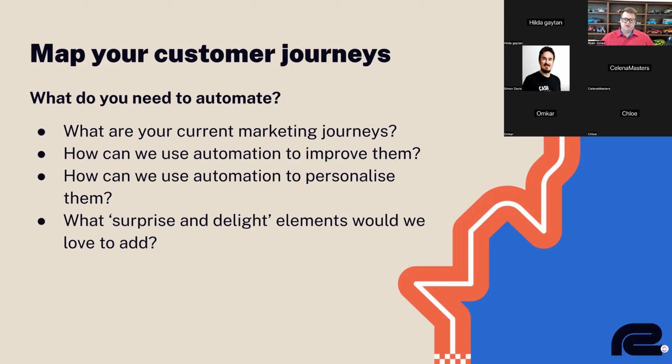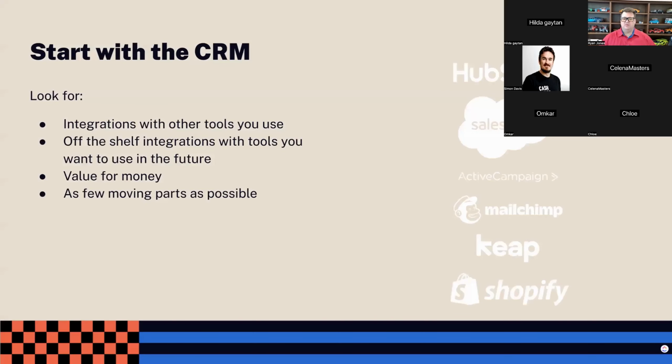All right, so we've done our audit, we've mapped our customer journeys. So now we need to start with the core of our tech stack. So from here, we would be starting with the implementation of a CRM. And so your CRM is really that piece of technology that is going to store all of this personalization data that you're going to use to be able to personalize your marketing journeys and your marketing automation.